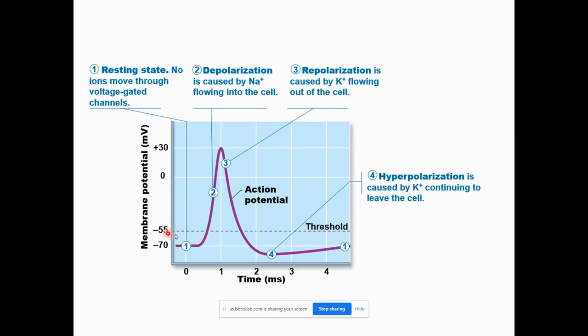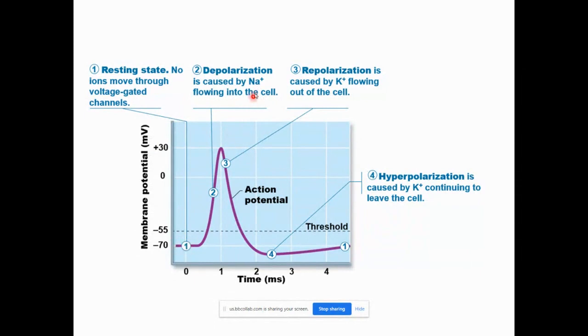And once you get to about -55 or so, again, I won't ask you numbers, there's a threshold. Once it hits the threshold, it's going to happen, right? It's going to go all the way up to the positives. You see +30 there. So this is called depolarization. And what's happening is sodium is rushing into the cell. Remember, there's more sodium ions outside the cell. So in depolarization, the sodium channels open, and sodium is going to flow into the cell.